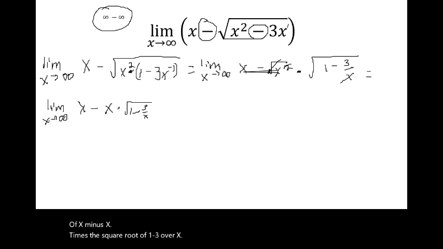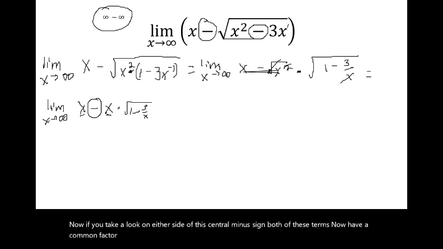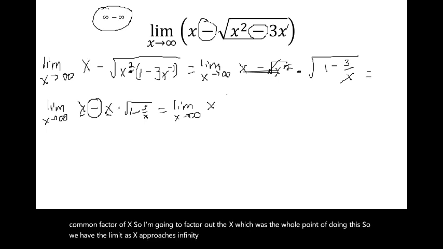Now, if you take a look on either side of this central minus sign, both of these terms now have a common factor of x, so I'm going to factor out the x, which was the whole point of doing this. So we have the limit as x approaches infinity of x times 1 minus the square root of 1 minus 3 over x.